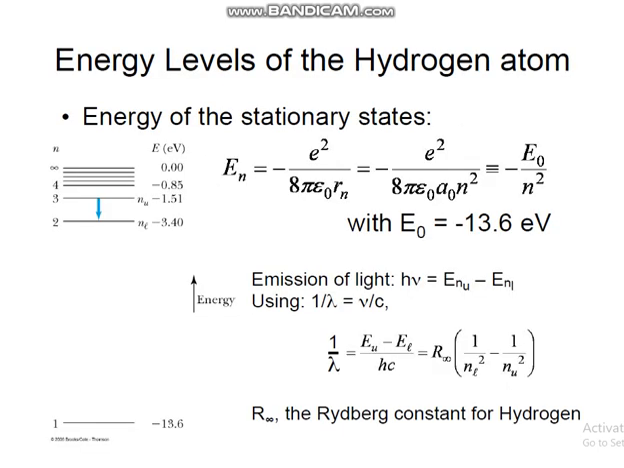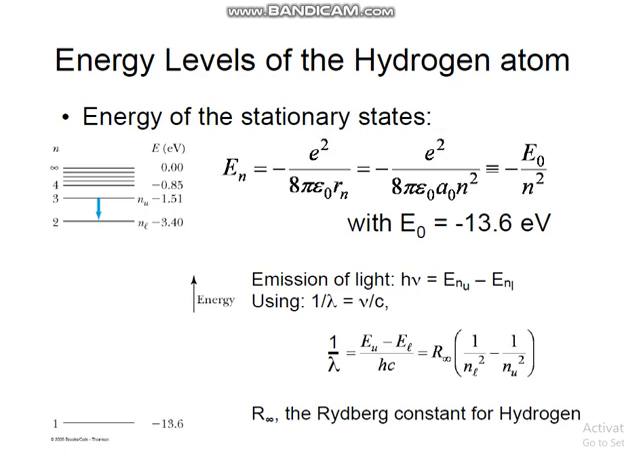Energy levels of hydrogen atom: E_n is given by minus e square by 8 pi epsilon naught r_n, and E naught is minus 13.6 electron volt. From that we can calculate the wave number, that is 1 by lambda is equal to (E_U minus E_L) by hc, that is R infinity, the Rydberg constant of hydrogen, R infinity into 1 by n_L square minus 1 by n_U square.